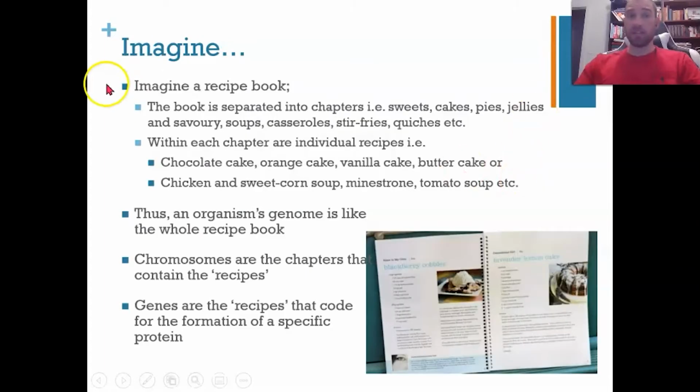So we're going to use a bit of an analogy for what we're going to see today. Imagine a recipe book. There's chapters: sweets, cakes, jellies, savoury soups, casseroles, and so on. And within each chapter, there's individual recipes: chocolate cake, orange cake, vanilla cake, chicken, sweet corn soup, and so on. The whole genome is like the recipe book. Chromosomes are the chapters that contain the recipes, and then the genes are the recipes that code for the formation of a particular thing. So a recipe that tells you how to make a cake, for example, is similar to a gene that codes for the production of a protein or an RNA molecule.